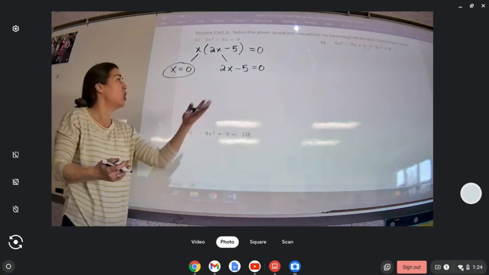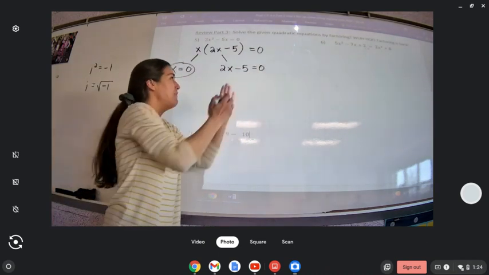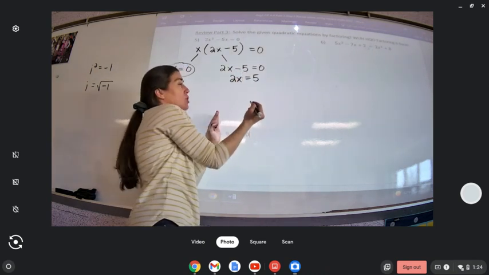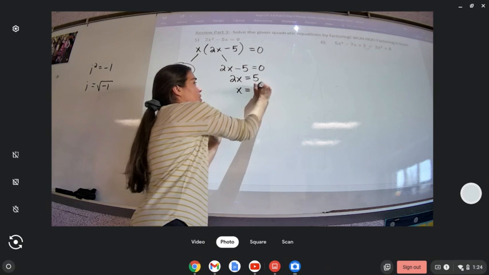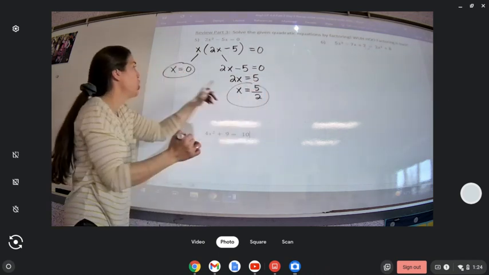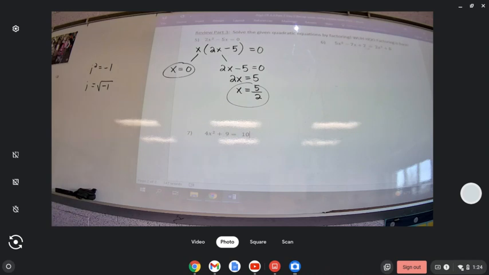Well, we have to solve this. What are you going to do first? Add 5. And then you're going to divide by 2. So x will be equal to 5 halves, which is 2.5. So those are your two answers to this degree 2 quadratic equation. Do you guys remember doing that? That's one with just a GCF.